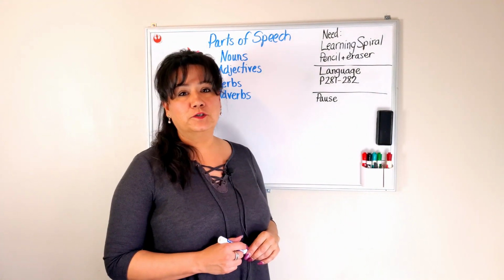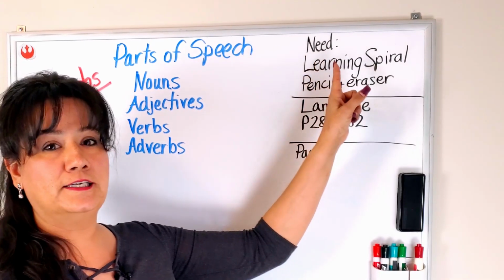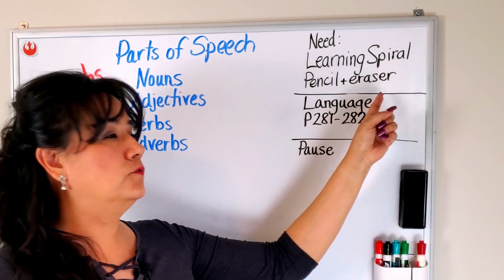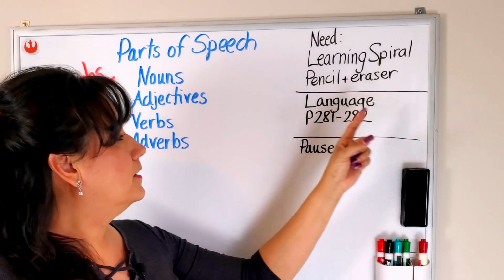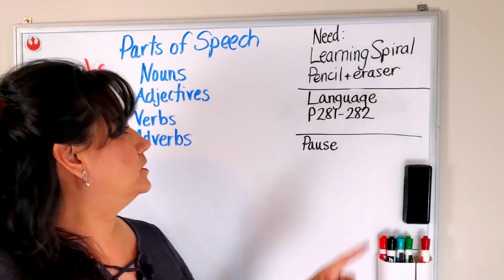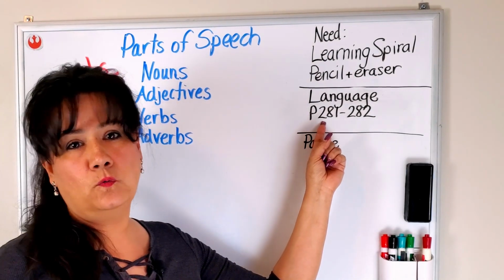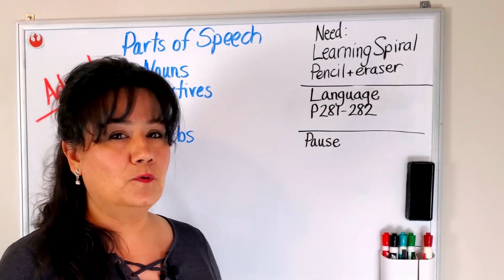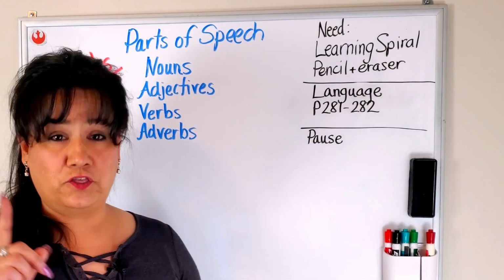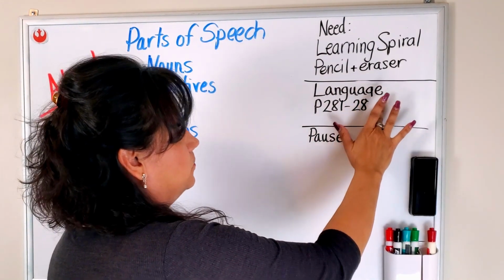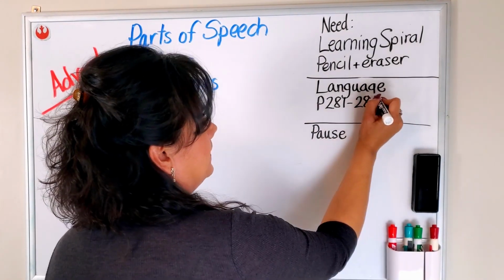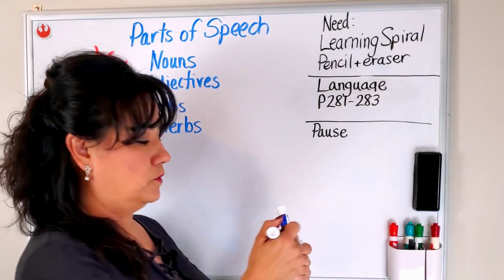So some of the things you're going to need today, again, you're going to need your learning spiral. You're going to need a pencil and, of course, a good eraser. Okay? We're going to cover some things that you're going to find on two language pages. Language page 281, which I believe you will do on Wednesday, and language page 283, which I believe you will do on Thursday. So this is going to help you when you do those pages.